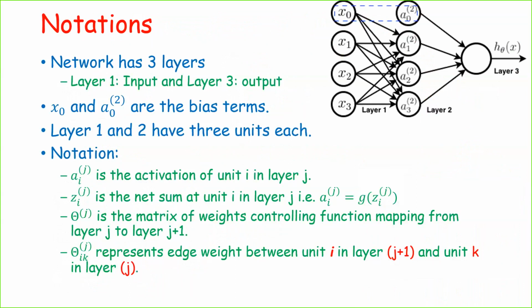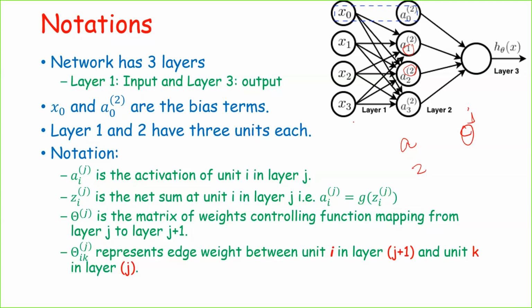Before that, let us also see some of the notations. We use a superscript to indicate the layer number. Here superscript 2 means it is a layer number. Subscript is the unit number in that layer. We use A for the activation units and Z for the net sum. And theta is the parameter matrix: theta j is the parameter matrix, or the weight matrix, between layer j and layer j plus 1.